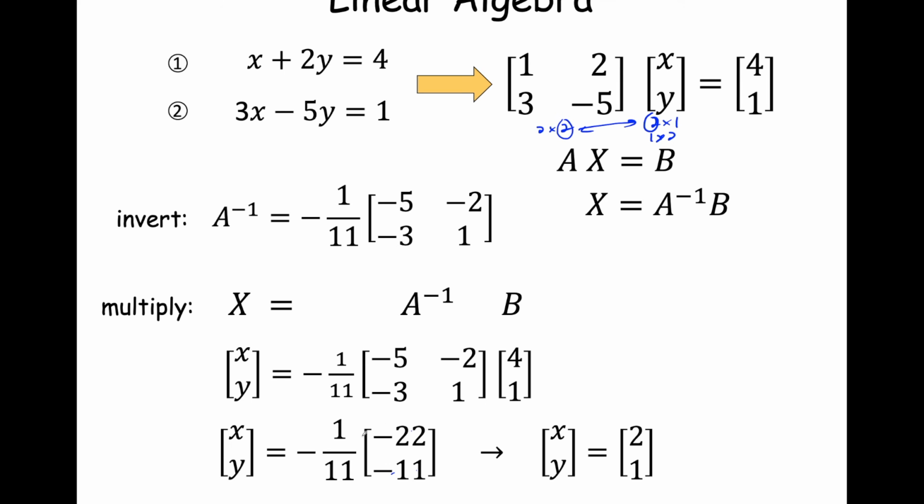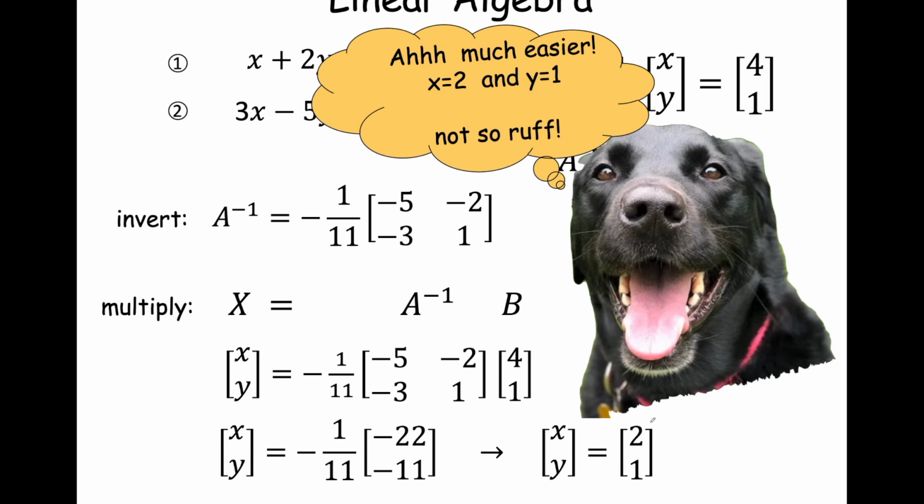So now we take this minus 1 upon 11 scalar, multiply it by each term of this 2 by 1 vector, and we get our x vector, x y, is equal to this new vector 2, 1. So what does this say? It says x is equal to 2, and y is equal to 1, which is the same result we got before using the longer way, using rules we learned from algebra. And so, that's much easier.